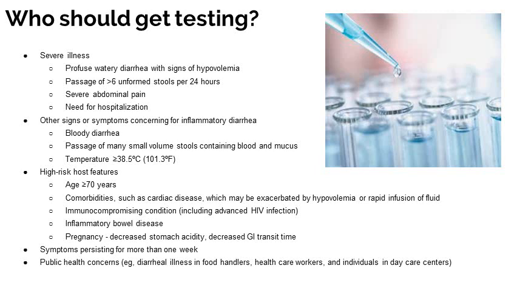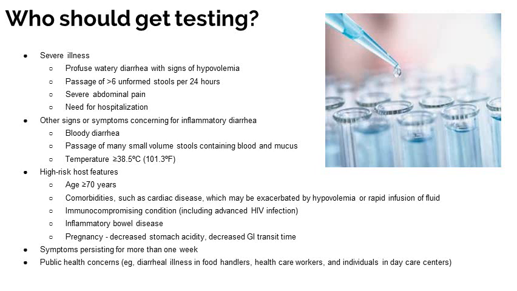Similarly, you want to consider testing in high-risk host features. So to go back to our history taking, this is when your past medical history comes into play. You want to be a little bit more concerned and cautious for patients who are greater than 70 years old. If they have comorbidities in past medical history, such as cardiac disease, which may be exacerbated by hypovolemia or rapid infusion of fluids. If they have any type of immunocompromising condition, including HIV infection. Inflammatory bowel disease puts you at risk for higher risk infections as well. So consider testing those patients.